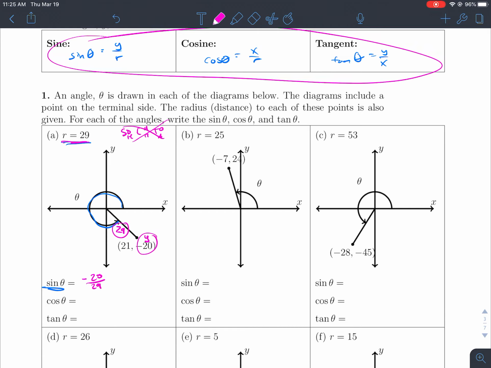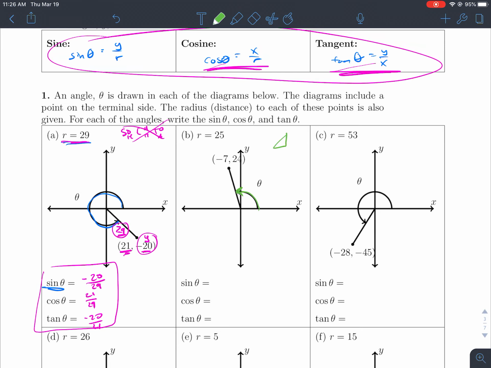And notice that we take the negative sign with it. Cosine of theta, that's the x coordinate divided by the r coordinate. So 21 over 29. Tangent of theta, that's our new formula. That's the y coordinate divided by the x coordinate. So negative 20 over 21. And we are able to find sine, cosine, and tangent for this one.